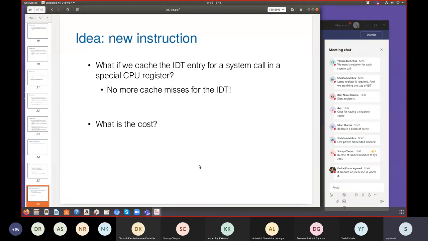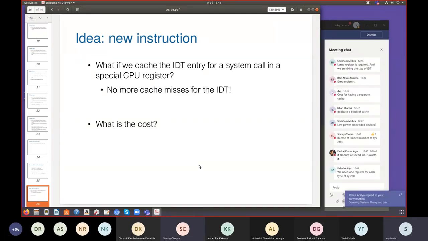So Soumya says, in case of a limited number of syscalls. Why, Soumya? Sir, maybe in case of more syscalls, the trade-off will not be as helpful. But if we have a limited number of syscalls, maybe we can already define a block of cache that will be used, and if the number of system calls is more than that, then we can go for another method.